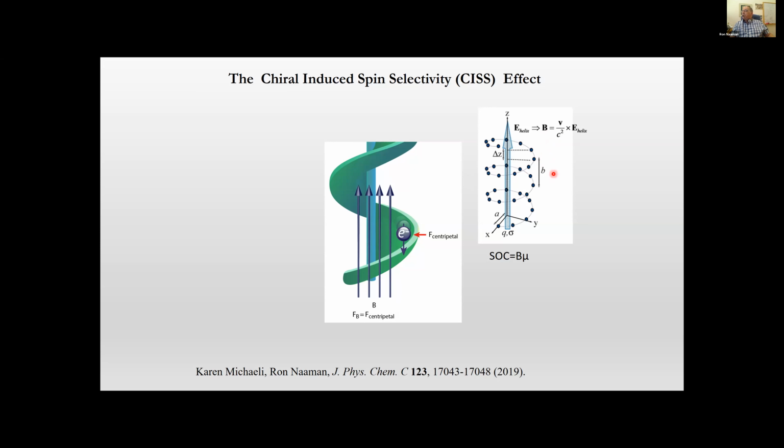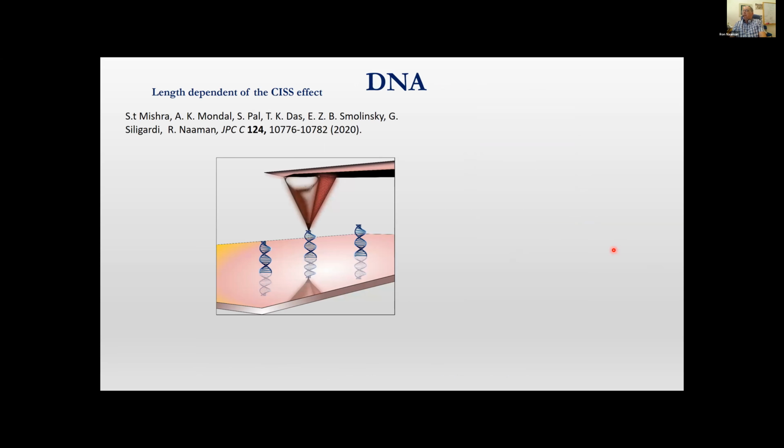It's a nice picture. It has some truth in it, but it doesn't provide the extent of spin polarization that we observe. And I will show that we need to add to this picture something that has to do with the non-linear behavior of the molecule. This effect of spin selectivity, we call it the chiral-induced spin selectivity, or CISS effect, and it has many manifestations. And let's see an example.